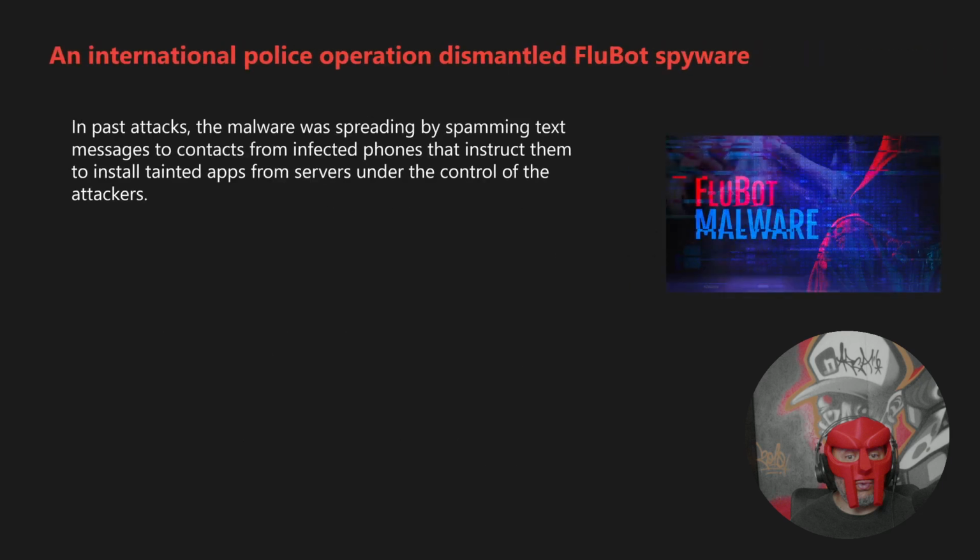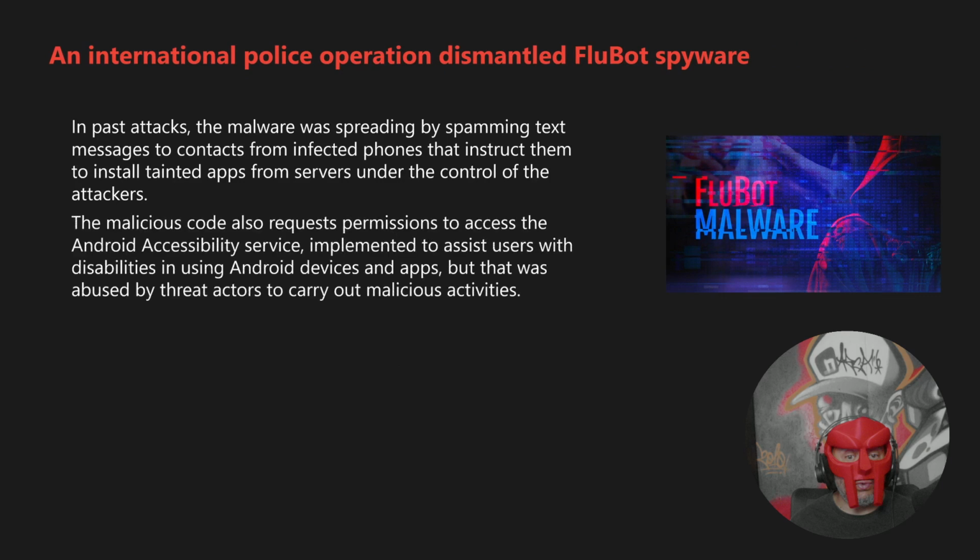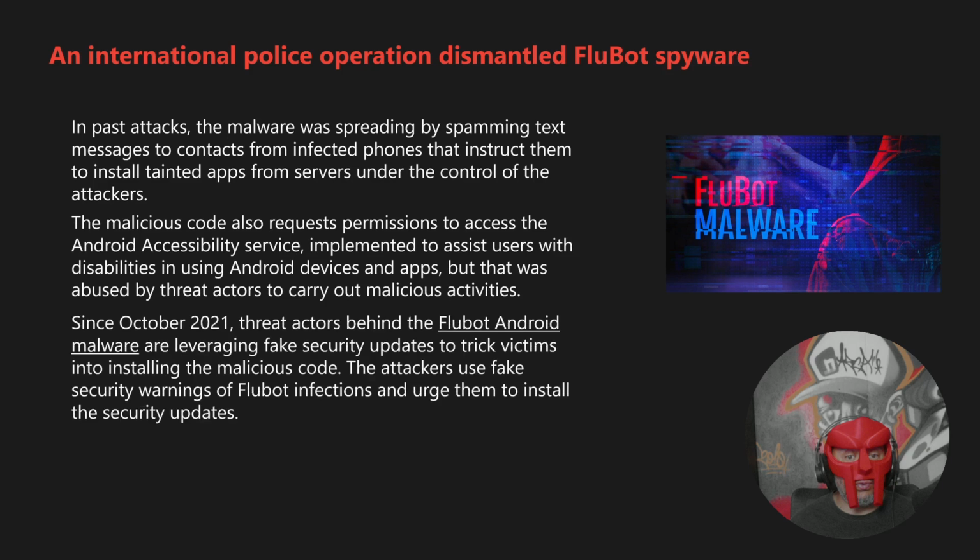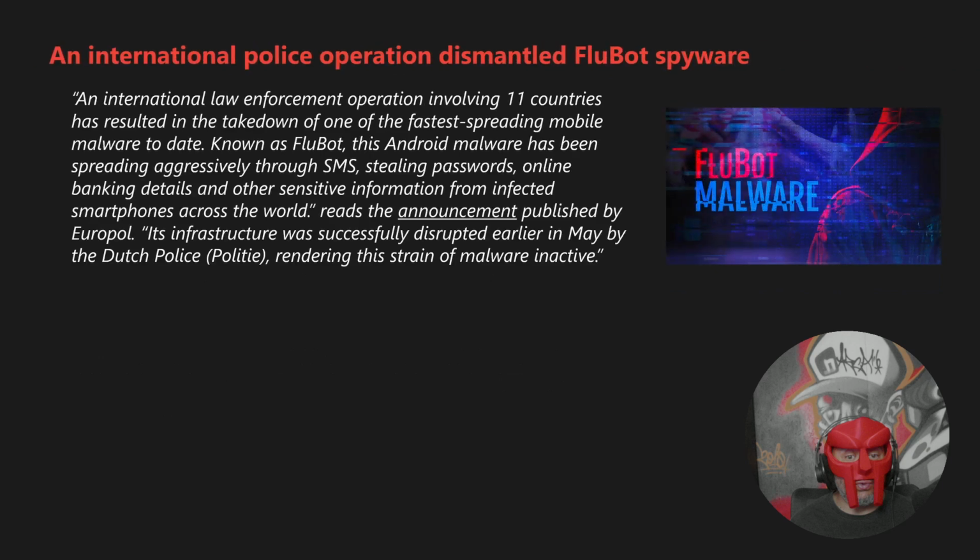In past attacks, the malware was spreading by spamming text messages to contacts from infected phones that instruct them to install tainted apps from servers under the control of the attackers. The malicious code also requests permissions to access the Android Accessibility Service, implemented to assist users with disabilities in using Android devices and apps, but that was abused by threat actors to carry out malicious activities. Since October 2021, threat actors behind the FluBot Android malware are leveraging fake security updates to trick victims into installing the malicious code. The attackers use fake security warnings of FluBot infections and urge them to install the security updates.